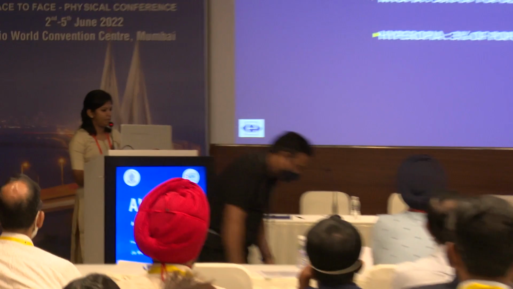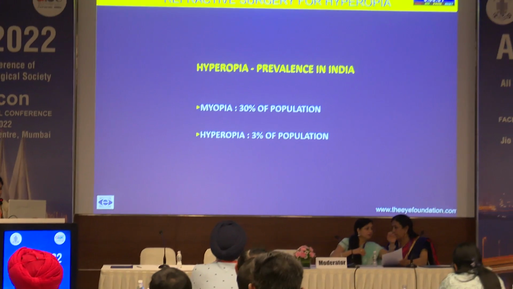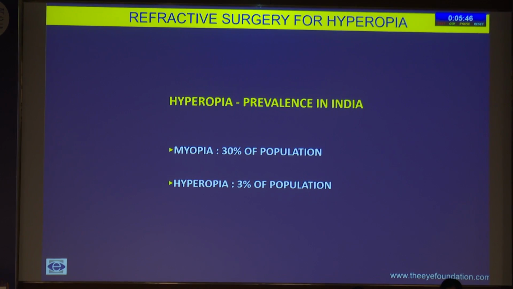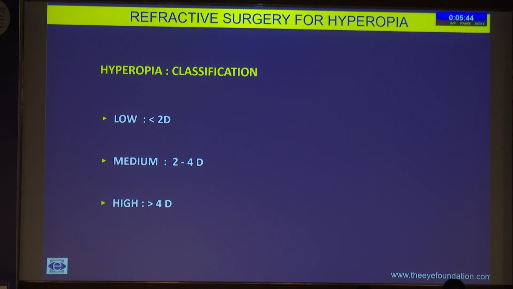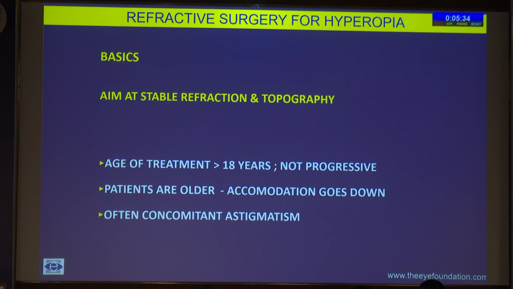So I'm going to be talking about the options and precautions for hyperopic correction. As we know, hyperopia is not as common as myopia, where 30% of the population are myopic in our country, only 3% are hyperopics. One thing we need to know before going into this is classifying the hyperopia to decide what kind of treatment would be appropriate for each. So we have low hyperopia less than 2 diopters, then 2 to 4 diopters, and more than 4 diopters.